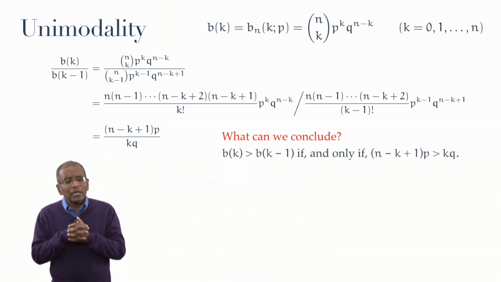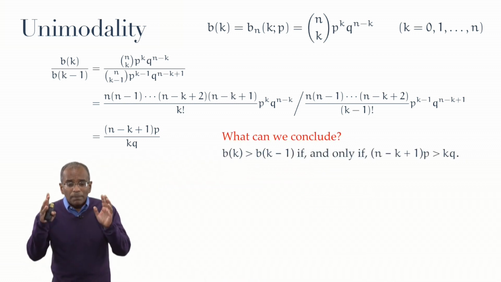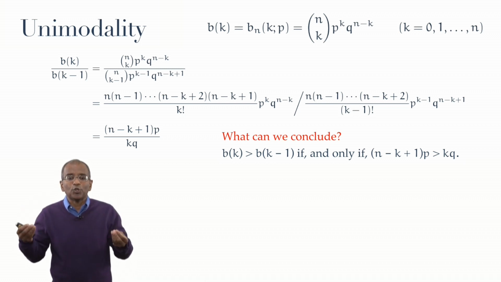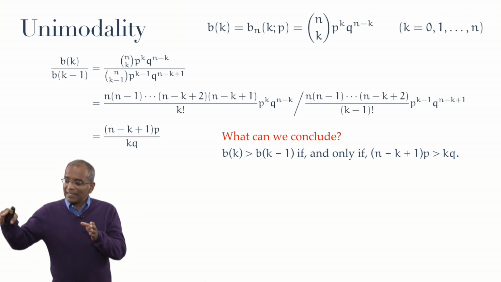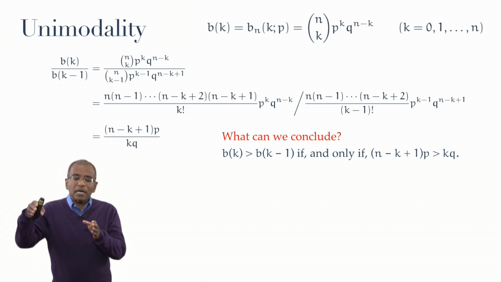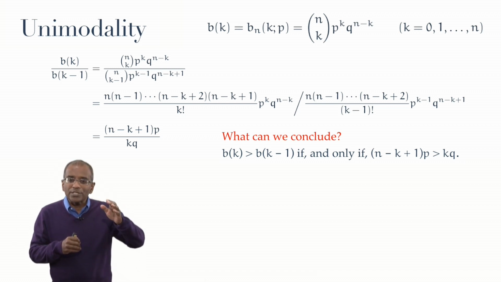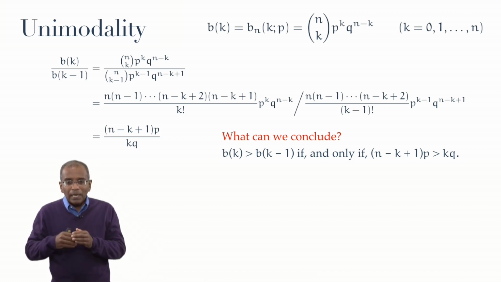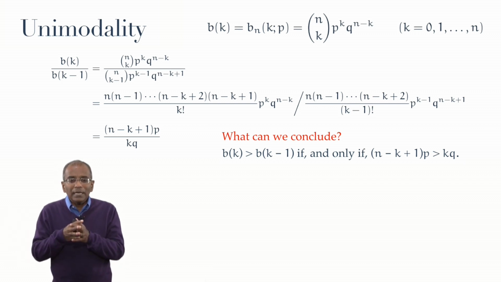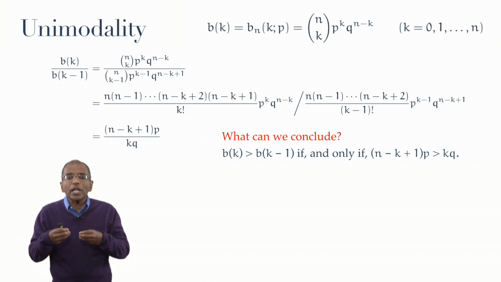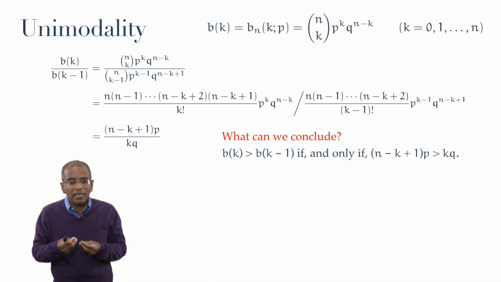What can we conclude from this? Bear in mind that we are looking for evidence of unimodality. That is, that the binomial probabilities are increasing up to a certain point and decreasing thereafter. If one is in the increasing portion of the curve, then the successive probabilities must be increasing, and therefore the ratio of successive probabilities must be bigger than 1.